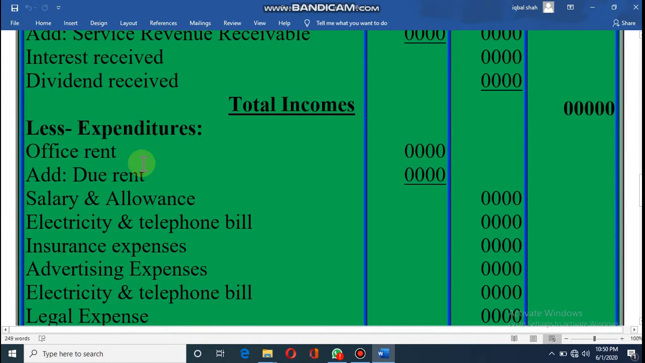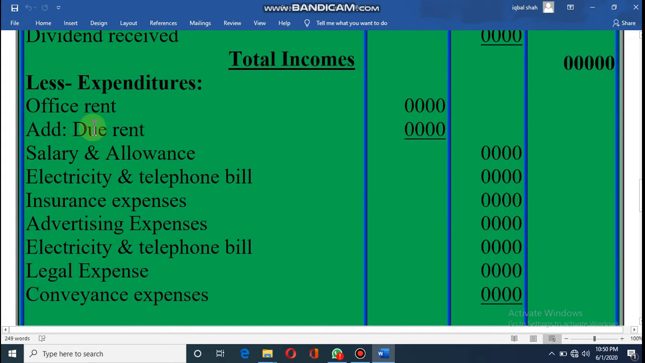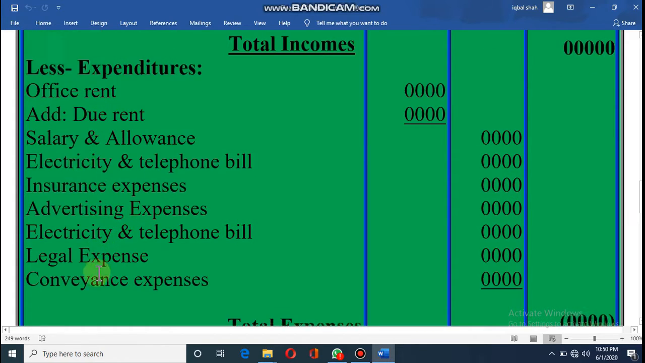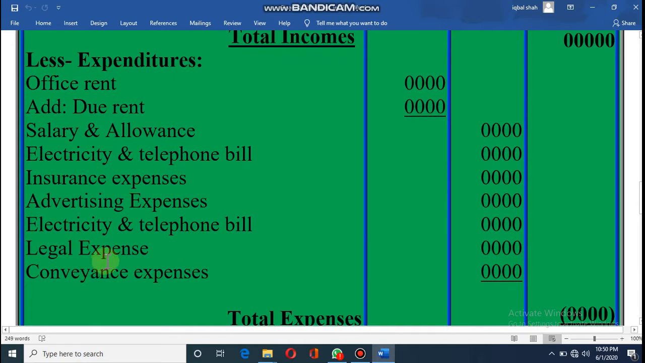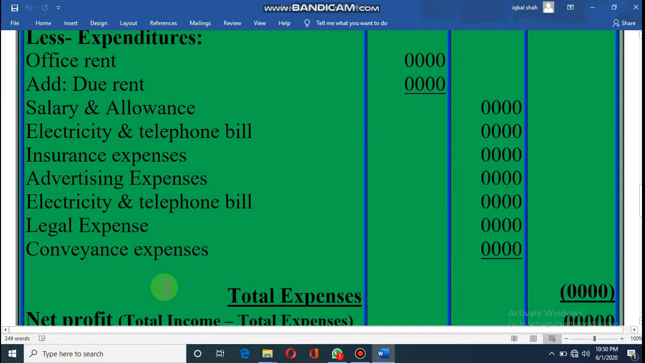Dear student, the expenses are, look at, office rent, salary, electricity and telephone bill, insurance expense, advertisement expenses, legal expenses, conveyance expenses. Dear student, here only very few are listed. You know that, again I am telling, in chapters 1 to 9 you have learned lots of expenses. So all expenses may come here. I have just given some examples of expenses.